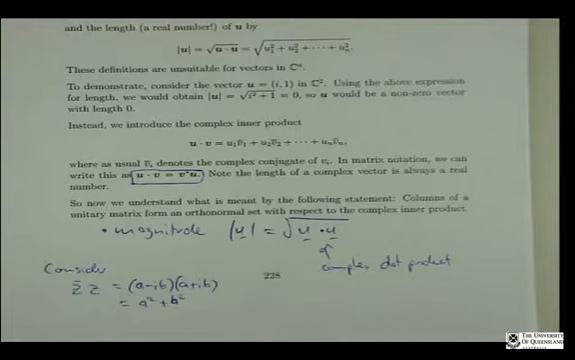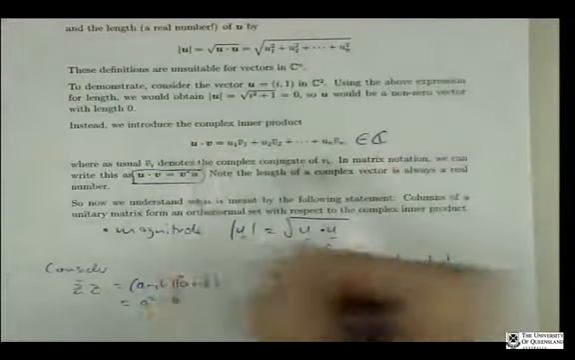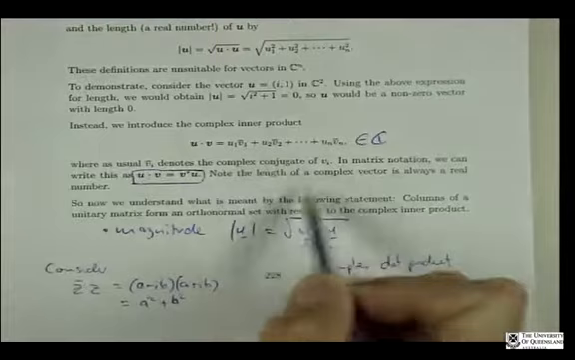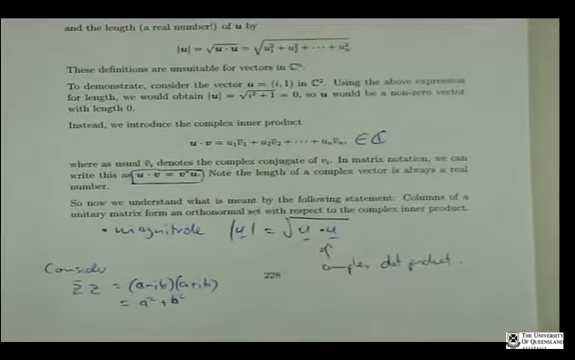Okay, remember i squares to -1. So I should say in general, this is a complex number, right? The complex dot product gives us a complex number, but in the case where we take the dot product of a vector with itself, it's always going to be a real number, as you can see here from that calculation. All right, so that's using the complex dot product then.